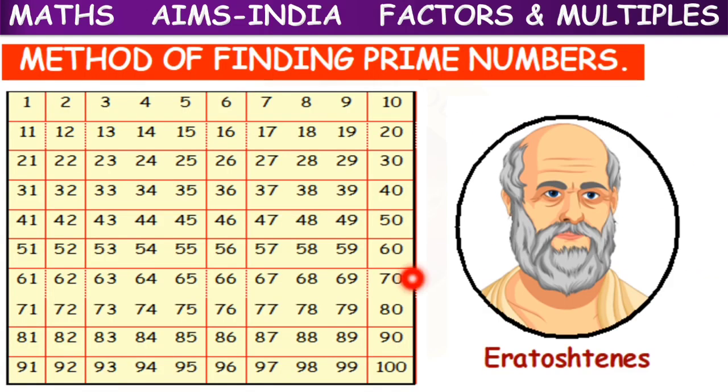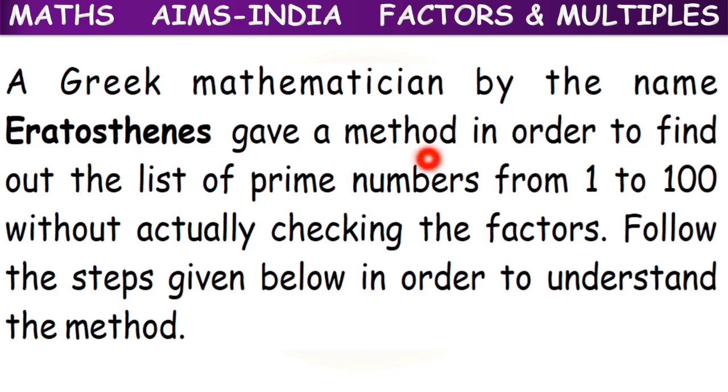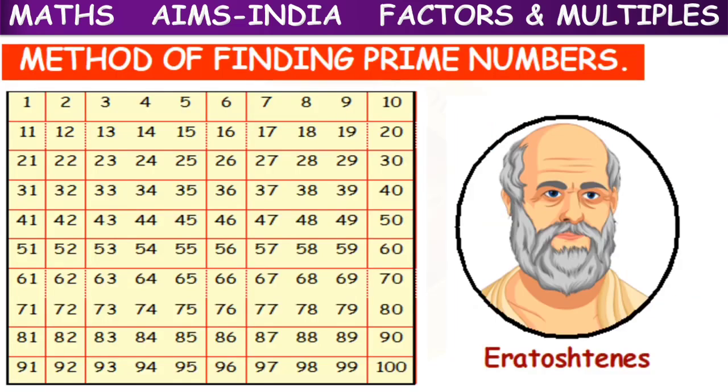Now coming to the method of finding prime numbers. Yes children, what should we do now? We should find the prime numbers. A Greek mathematician by the name Eratosthenes gave a method to find out the list of prime numbers from 1 to 100 without actually checking the factors. Follow the steps given below in order to understand the method.